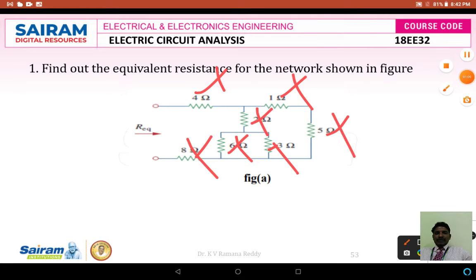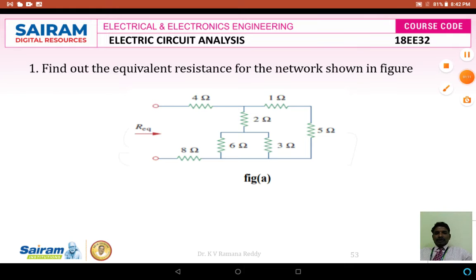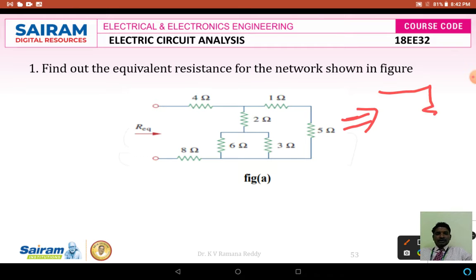So I want to reduce the complexity of this network, and I want to say what is its equivalent resistance, the R equivalent value. I want to reduce all these resistors into a single resistance value. How is it possible to find the single resistance value, whose value is equal to R equivalent? How can we find this R equivalent value? Let us analyze the circuit with the currents.